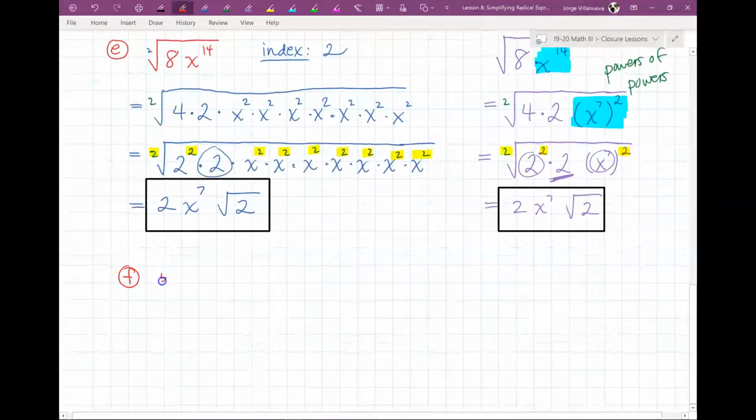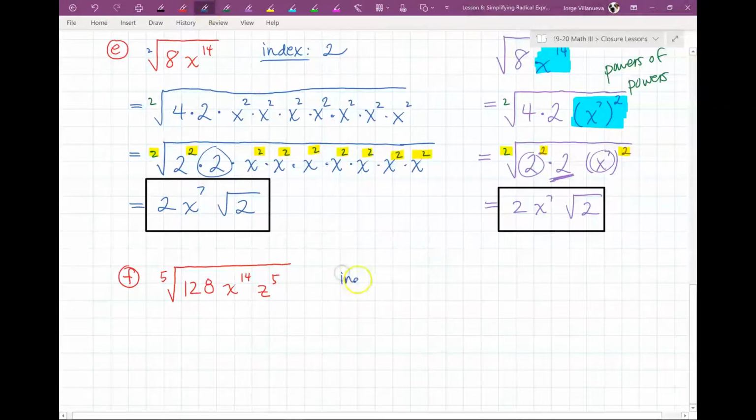So it's going to be a 5th root of 128 x to the 14th z to the 5th. Okay, so again, the index for us, I'm just going to write it right here, is a 5. Okay, so I got to think of numbers that have a 5th power to it that kind of give me 128. And I know this takes time and it takes practice. A calculator is really helpful with this.